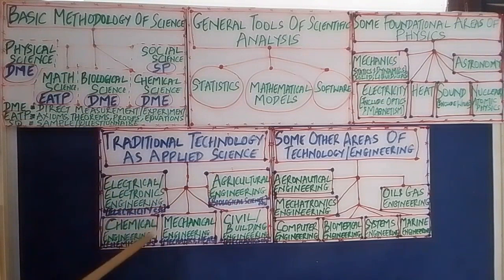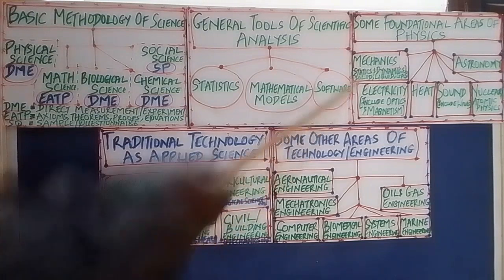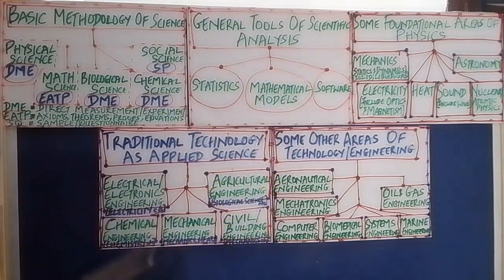Chemical engineering, of course, we can trace it from chemistry, the need to develop devices, apply phenomena from basic knowledge of chemistry. Then you can talk about mechanical engineering. Of course, that one also evolved from mechanics and heat. So mechanical engineering is an applied form of the physics of mechanics, physics of heat, and so on. Then we can talk about civil building engineering.